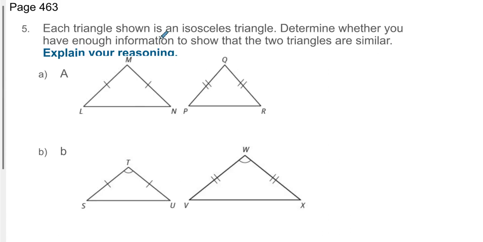Each triangle shown is an isosceles triangle. Determine whether you have enough information to show that the two triangles are similar. So isosceles triangles have base angles being the same.